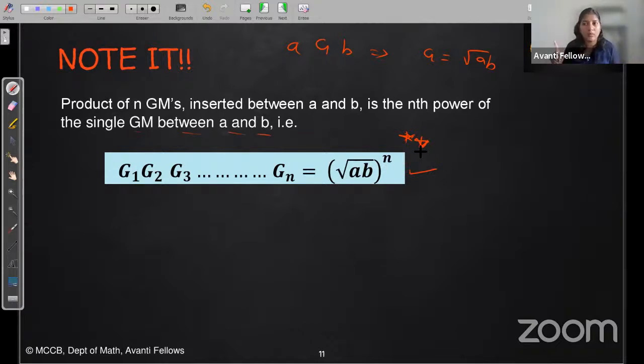In the case of arithmetic means, what did we find? We found the sum of the n arithmetic means, right? So in the case of geometric means, we can find the product of the n geometric means using this formula. So is this clear to you all? What is the product of n geometric means? Any doubt in this? Let me know if you have any doubt in the chat box. Okay. Well, I can see that it's clear to you all. So we'll move to the next part.